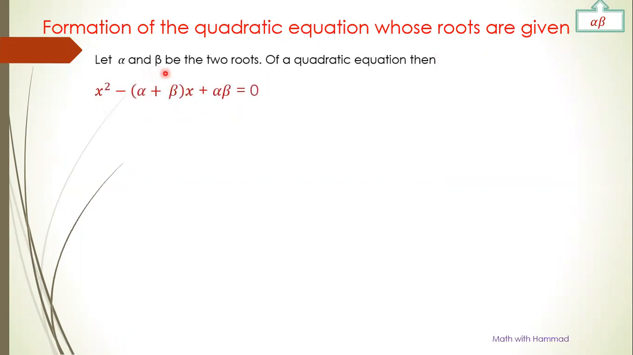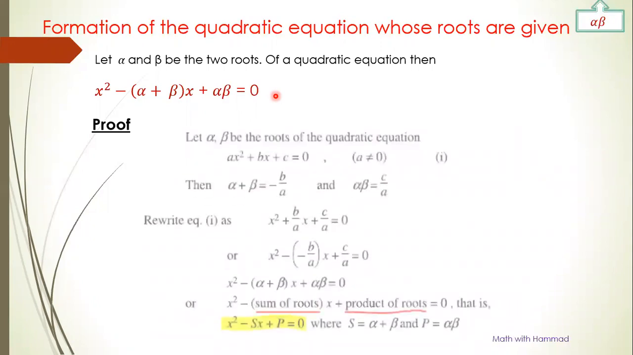Let alpha and beta be the two roots of a quadratic equation, then x square minus (alpha plus beta) into x plus alpha beta is equal to 0. This is the general form for the formation of quadratic equation whose roots are given. X square minus (alpha plus beta) x plus alpha beta is equal to 0 is our equation. Now we will move towards the proof of this equation.